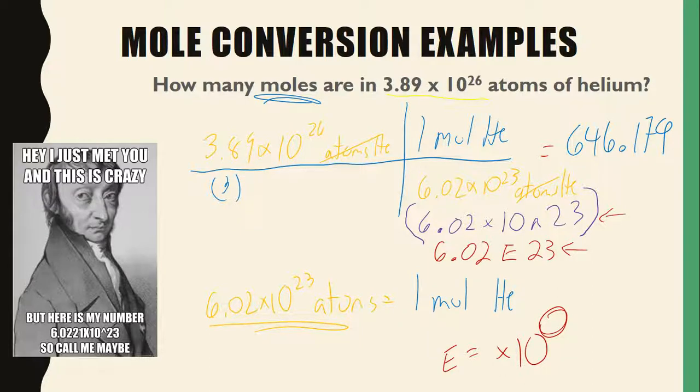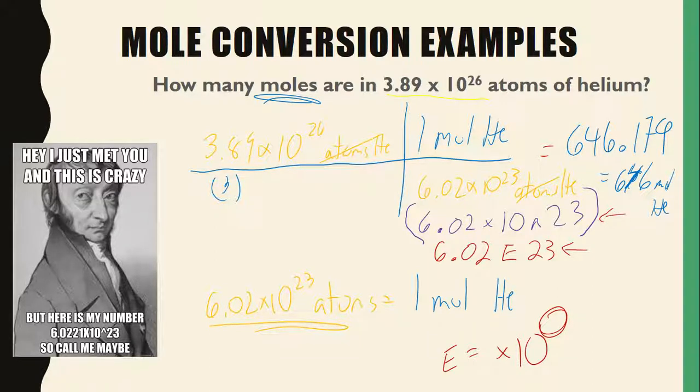This is a definition, so we try not to let that be what determines our significant figures. So we want this answer to have 3 significant figures, so that would be 646. That's not the prettiest, but moles of helium.